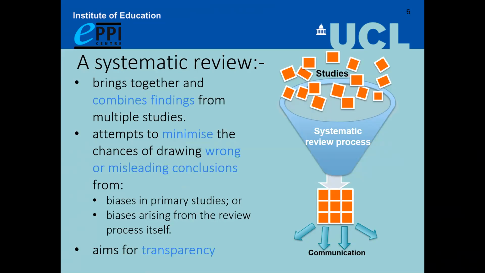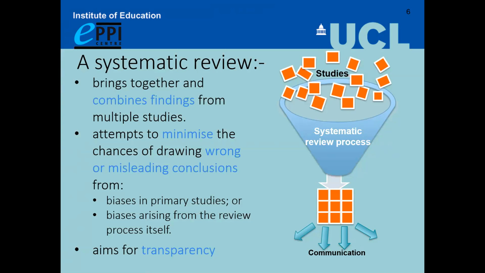And then the funnel, or the systematic review process, is designed to ensure that we avoid drawing wrong or misleading conclusions. It attempts to do this by ensuring that we're not corrupted by biases in the primary studies that are going into that review, or potential biases or problems arising from the review process itself. And the key strength of a systematic review is that it's a transparent approach.